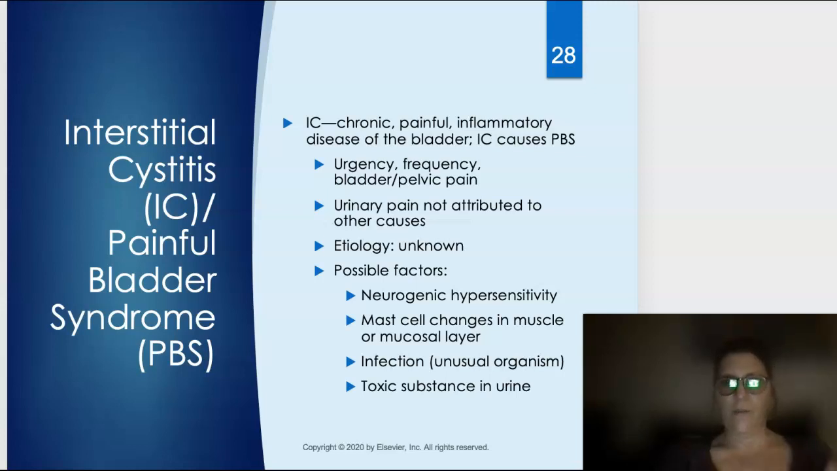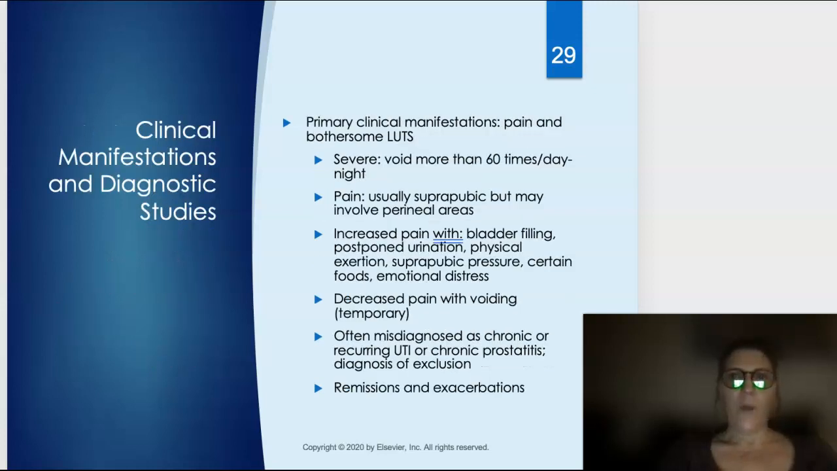It just hurts. It could be neurogenic hypersensitivity. There could be mast cell changes in the muscle or the mucosal layer. Could be from an infection of an unusual organism or a toxic substance in the urine. Primary clinical manifestations are pain, and it just bothers them. So if it's severe, they can void more than 60 times day or night because they always feel like they have to go. It's like always stimulating them to have to pee.